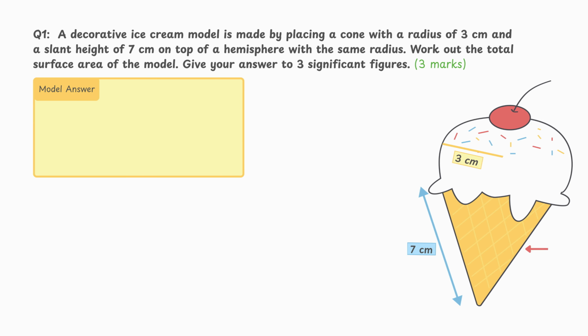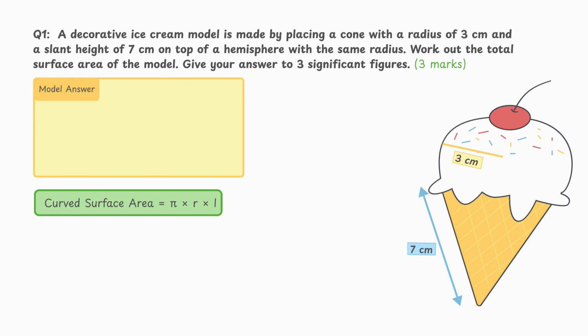Now let's start with the cone. For a cone, the curved surface area formula is curved surface area equals pi times r times L. Here, r is the radius, and L is the slant height. From the question, the radius is 3 centimeters. The slant height is 7 centimeters. So we substitute these values into the formula. A cone equals pi times 3 times 7. 3 multiplied by 7 is 21. So the curved surface area of the cone is 21 pi.